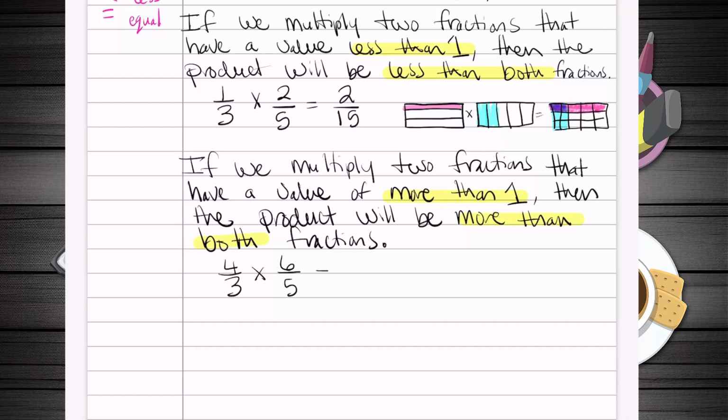When we multiply those using the standard algorithm, we get 24/15. And I'm going to change that improper fraction into a mixed number, and it is 1 and 9/15. 1 and 9/15 is bigger than 4/3 and bigger than 6/5.